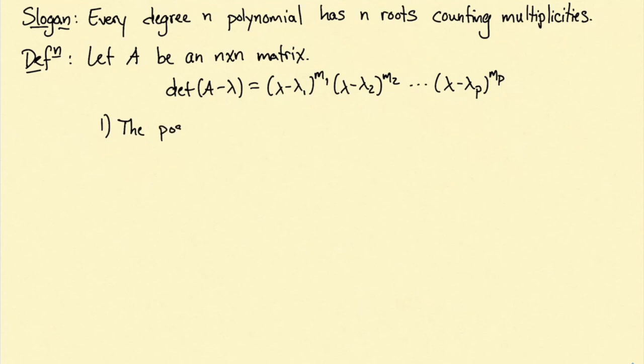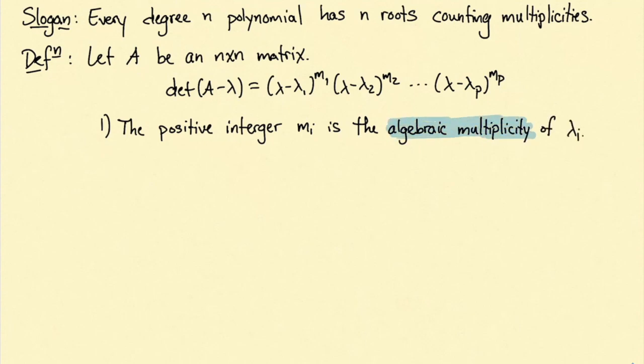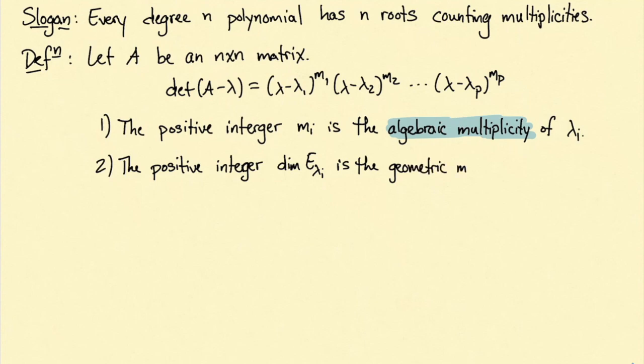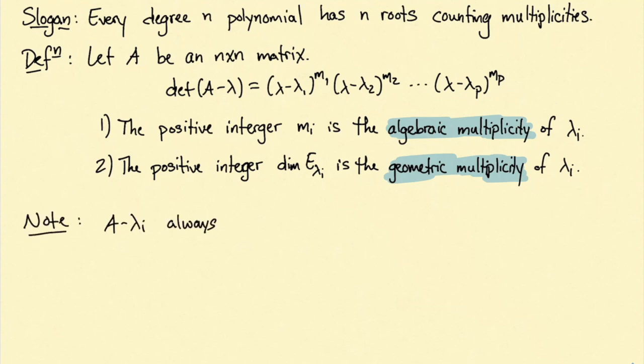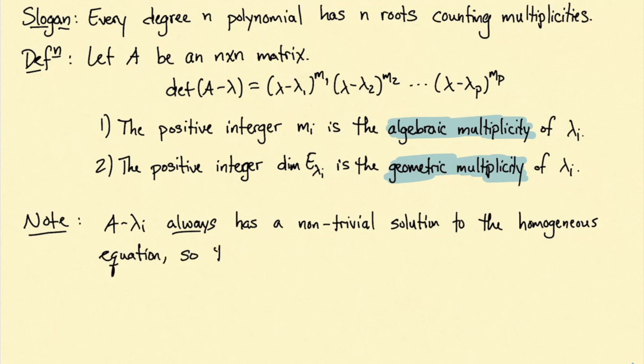First, we define the positive integer m_i to be the algebraic multiplicity of the eigenvalue lambda_i. Second, we define the positive integer, the dimension of the eigenspace E sub lambda_i, to be the geometric multiplicity of lambda_i. So as a note, the matrix A minus lambda I times I always has a non-trivial solution to the homogeneous equation. So the geometric multiplicity is always at least 1.